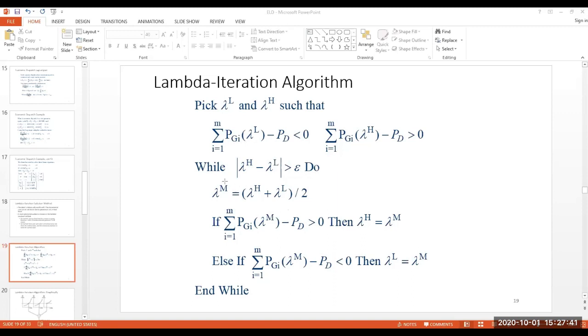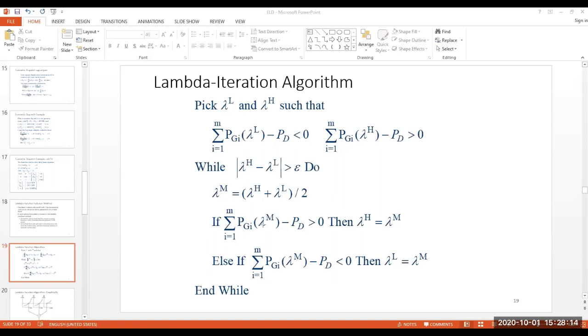You calculate another lambda as an averaged value of the two, the average value of lambda high and lambda low. You get a new lambda. Now you take this updated lambda and you plug it in your error function. So instead of putting lambda L or lambda H, you put the newly calculated lambda here, lambda M. And now you check the condition.